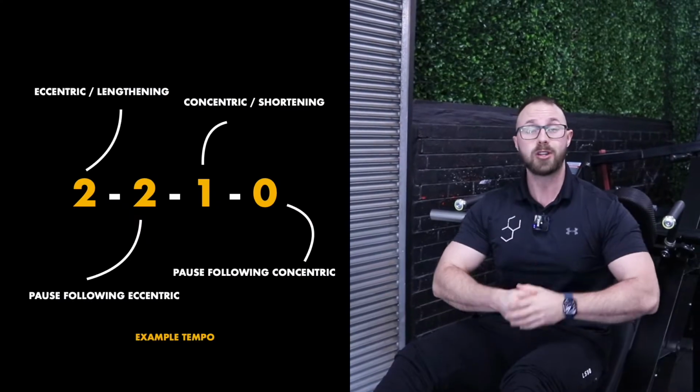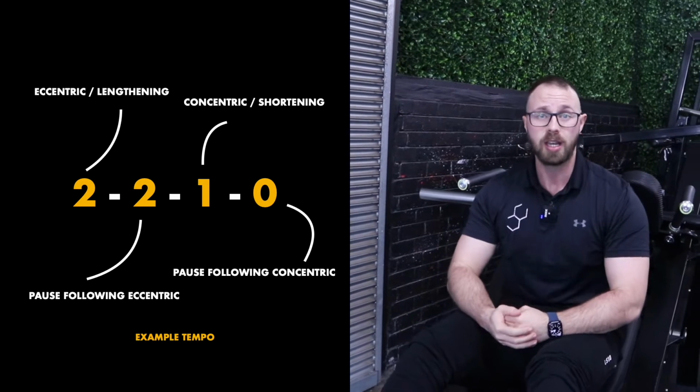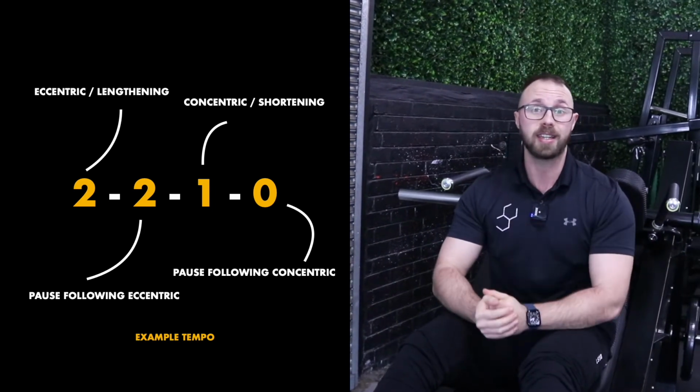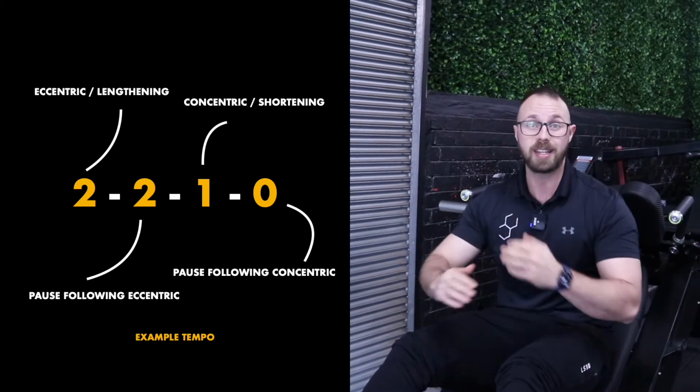Beautiful. All right, guys, so I'm in the hack squat here. So for a lot of our squatting movements, they're going to be movements that are going to start eccentric. So now I'm going to be looking at that first number to begin the movement. So if we take a 2-2-1-0 tempo, that means I've got a 2-second eccentric, I've got a 2-second pause following that eccentric contraction, a 1-second concentric, and no pause following that concentric. I'm going to be going straight into that rep.